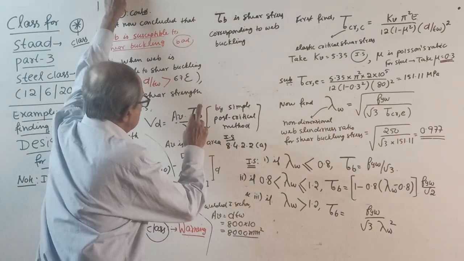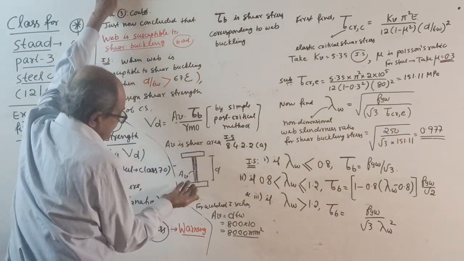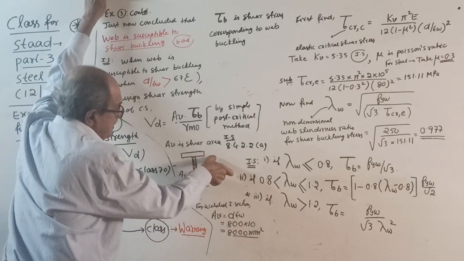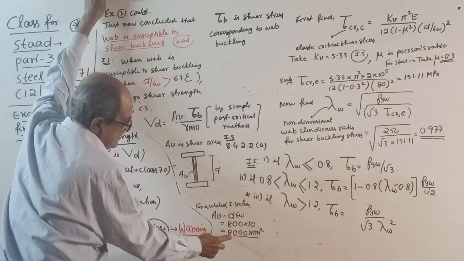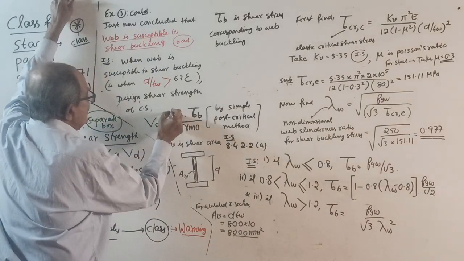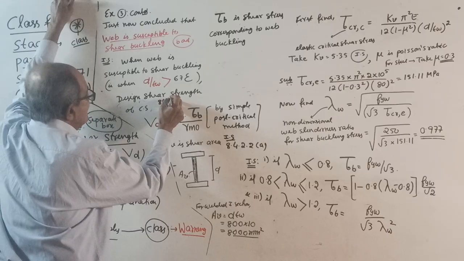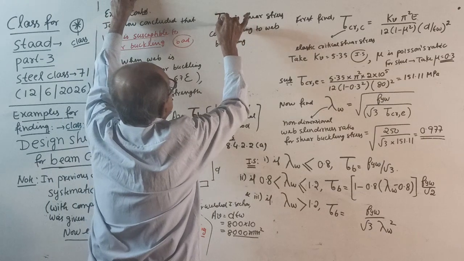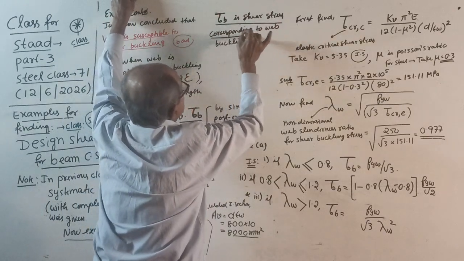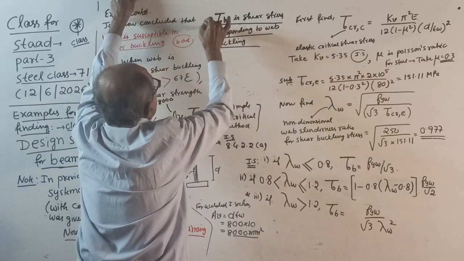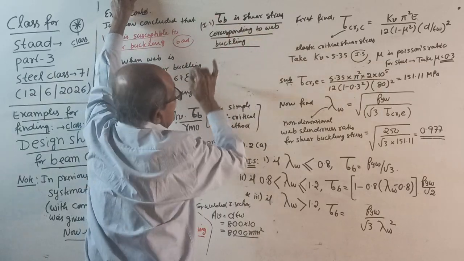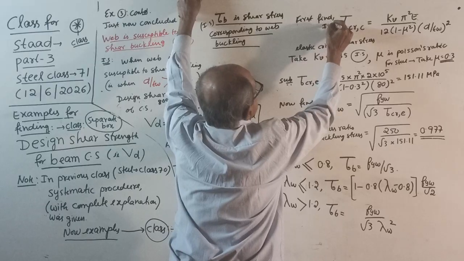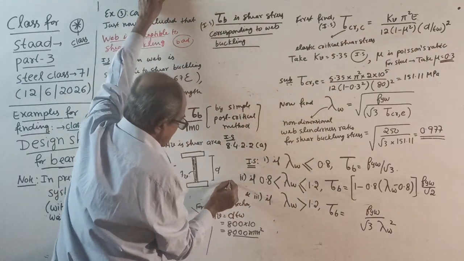Okay, start. First, Av, the shear area, same as last time, only the web area, D into TW. You know D is 800, TW is 10, so 8000. So your shear area is 8000. Now you require tau b. Tau b is the shear stress. I am dictating everything. All the statements are from IS code. This also is from IS code. These also are from IS code.